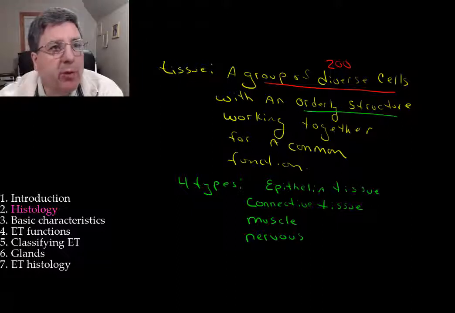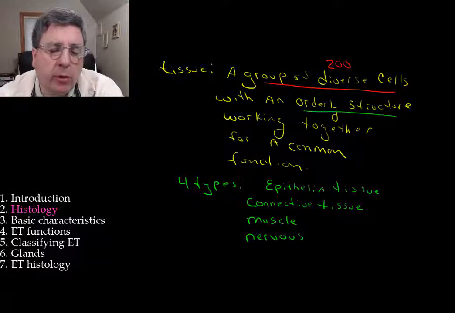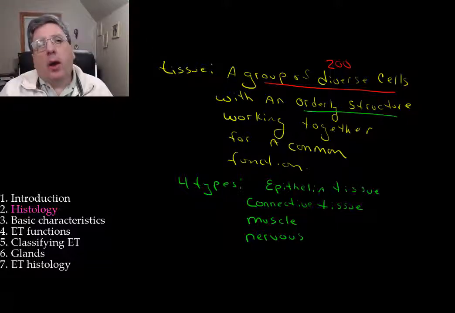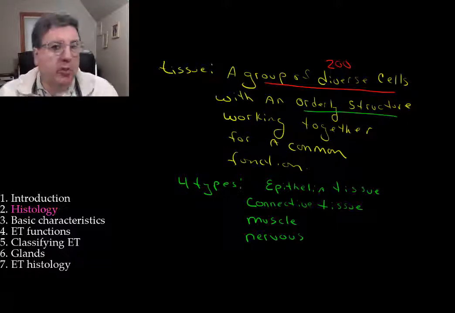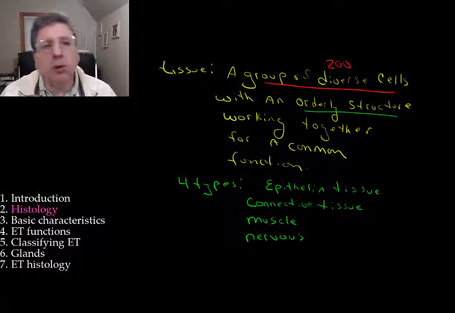So that's what we're looking at as a definition of what a tissue is. The definition is a group of diverse cells that have an orderly structure, and we'll get into the specifics of that structure in these next set of videos, that work together for a common function.